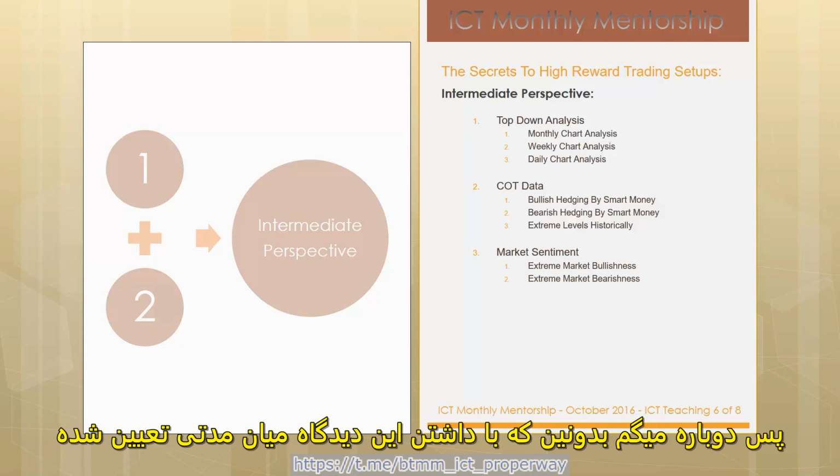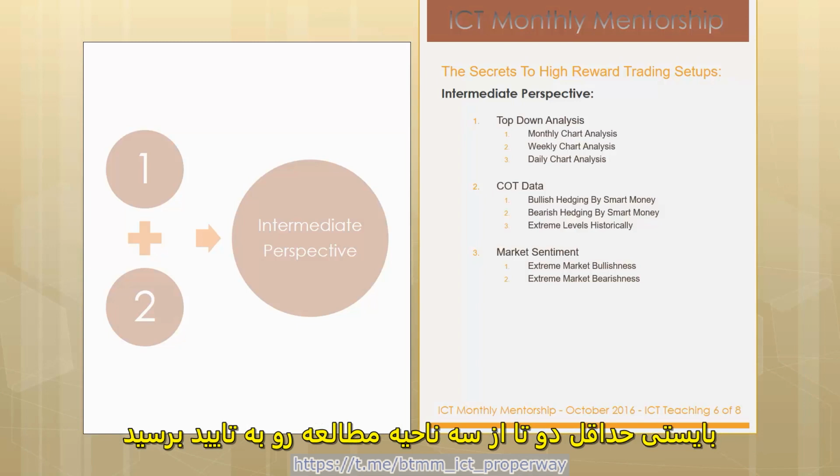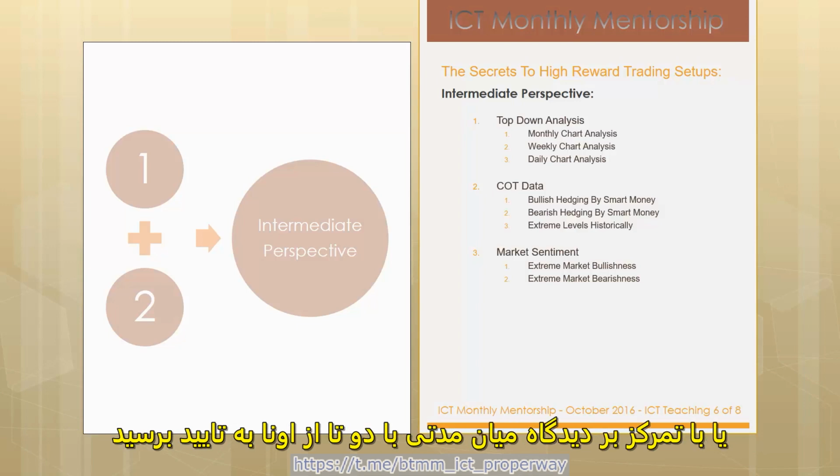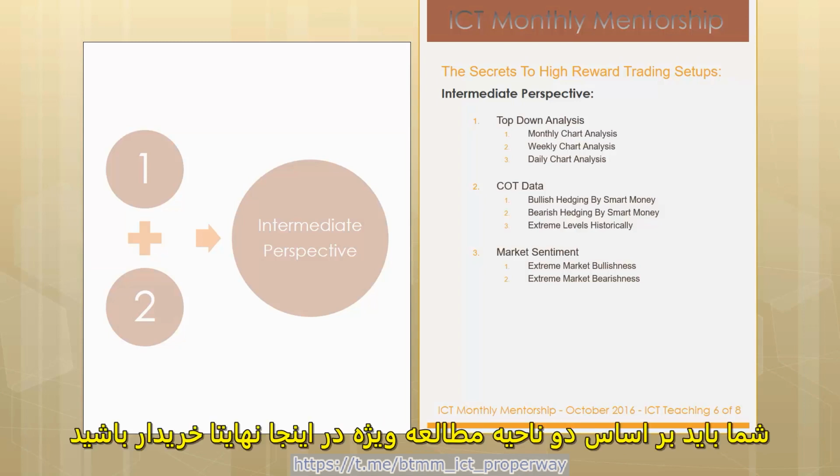So again, just know that to have the intermediate perspective outlined, you have to come to an agreement that at least two of these areas of study or focus for the intermediate-term perspective, you have to come in agreement with two of them. In other words, you either have to be a buyer based on two specific areas of study here out of the three.